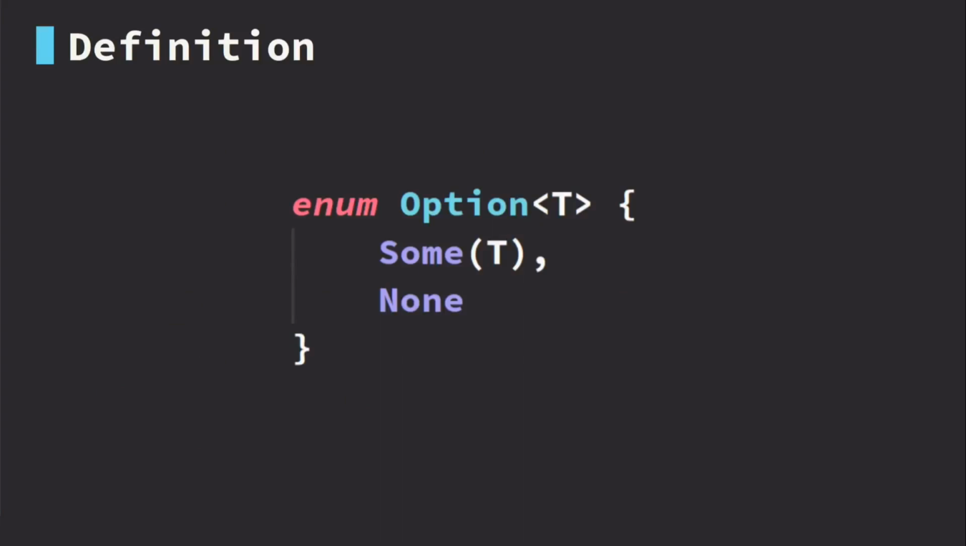Before we dive into some examples, let's take a look at the definition of an option. The option type is part of the Rust programming library, and it is defined as an enumeration with two variants. The first variant is named Some, which represents some data. The second variant is named None, which represents no data.